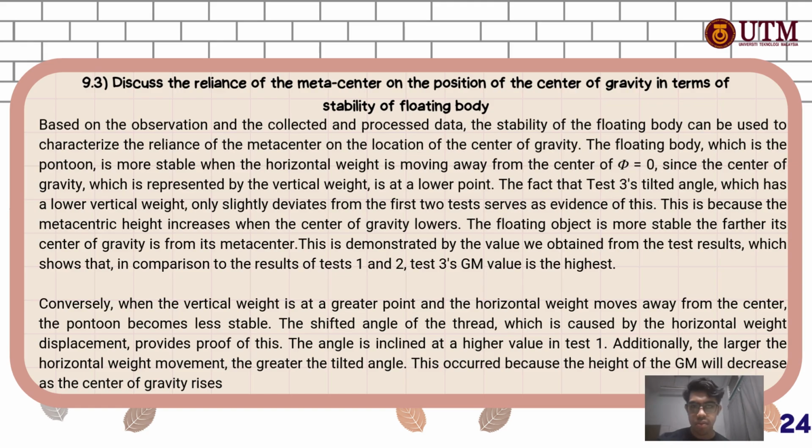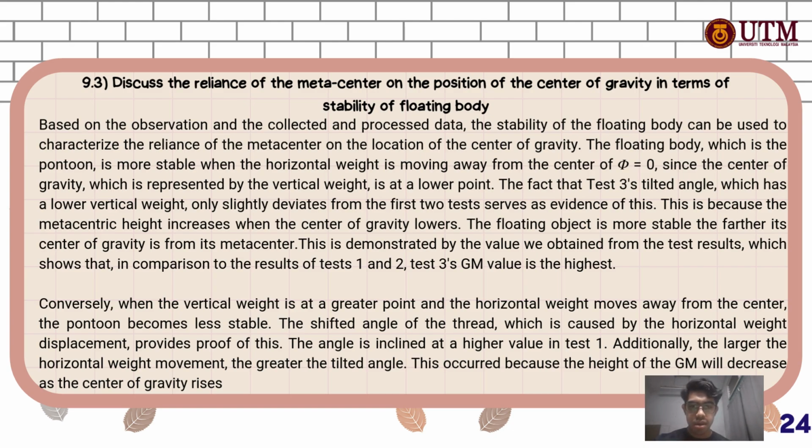Since the center of gravity, which is represented by the vertical weight, is at a lower point, the fact that the test 3 tilted angle, which has a lower vertical weight, only slightly deviates from the first 2 tests serves as evidence of this. This is because the metacentric height increases when the center of gravity lowers. The floating object is more stable the farther its center of gravity is from its metacenter. This is demonstrated by the values we obtained from the test results, which show that in comparison to the results of test 1 and 2, test 3's GM value is the highest.